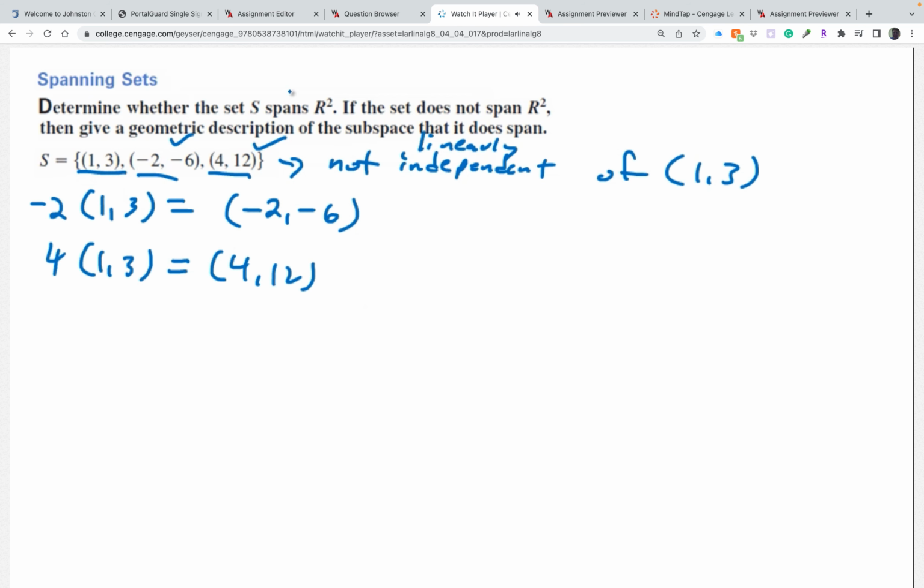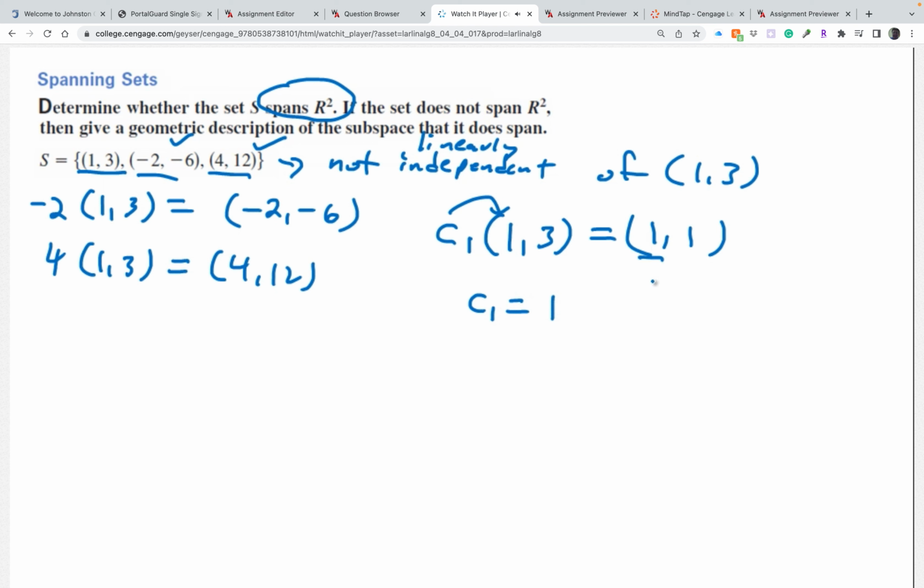If this were to span R2, then we would be able to take a constant, let's say C sub 1, and multiply it by the vector 1, 3, and get any other vector in R2, for example, 1, 1. So if that were the case, then we'd multiply C sub 1 times 1 to get C sub 1 equal to 1, the first term here. And then if we multiply C sub 1 times 3, we'll get 3 times C sub 1 also equal to 1, meaning that C sub 1 is equal to 1/3. But C sub 1 cannot be equal to both 1 and 1/3 at the same time, so this is not going to be possible.